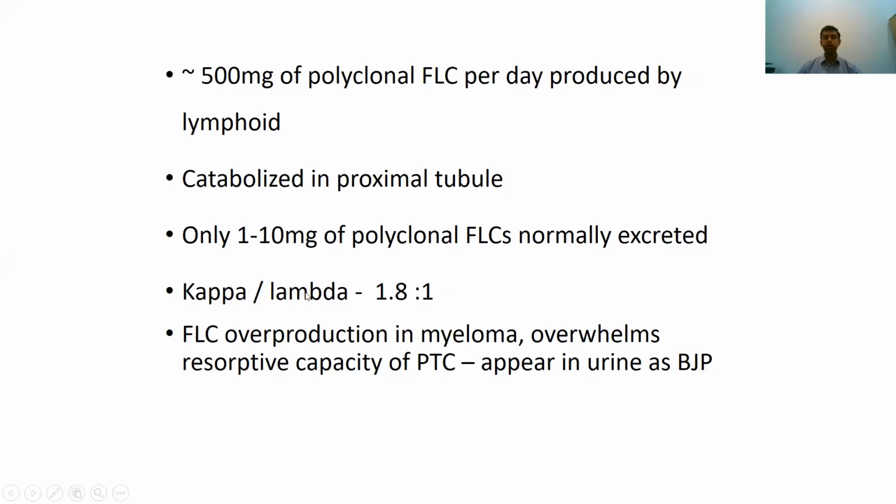In a normal person, the kappa to lambda ratio is about 1.8 to 1, or for convenience, you can remember it as 2 to 1. So you have a slightly kappa light chain excess in a normal person also. However, in myeloma, there is much more production of these light chains or heavy chains. And when in excess, these will appear in the urine. And those light chains are what you call Bence-Jones proteins.